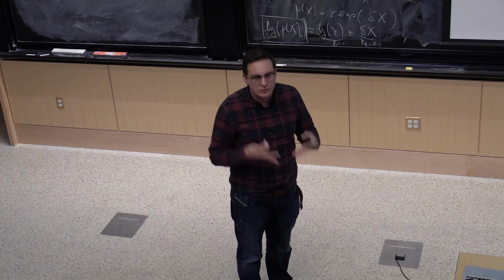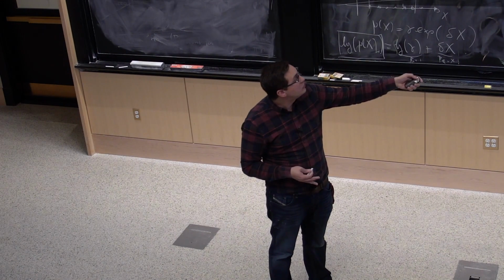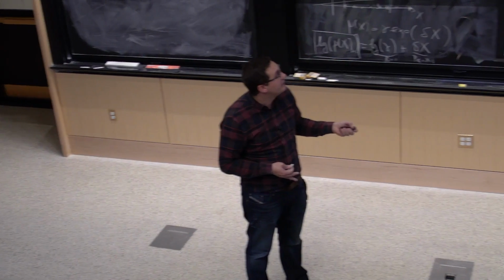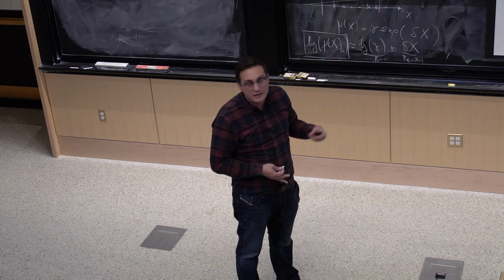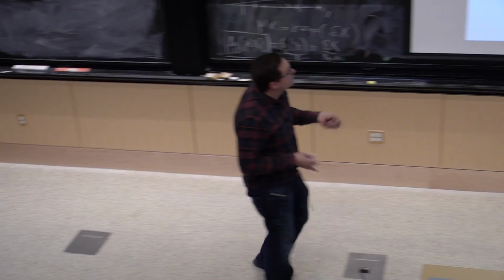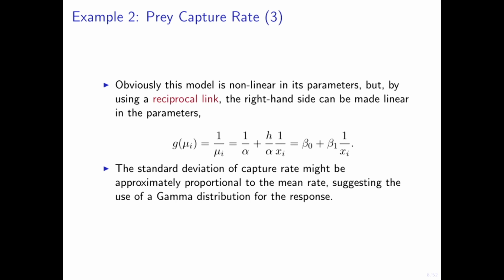Now I need to just pour in some domain knowledge about how I think this function, this y, which is the rate of capture of praise, is changing. What is the randomness of the thing around its mean? And something that comes from this textbook: the standard deviation of capture rate might be approximately proportional to the mean rate. So you need to find a distribution that actually has this property. And it turns out that this happens for gamma distributions.